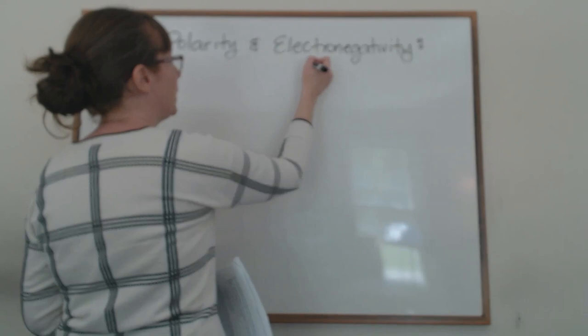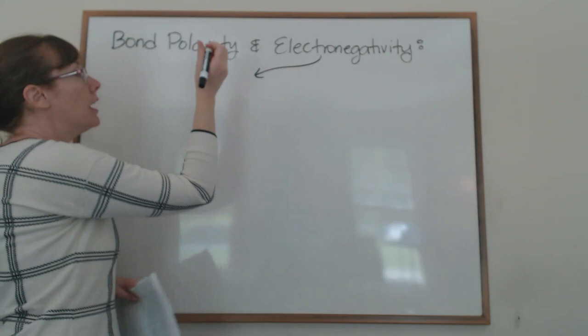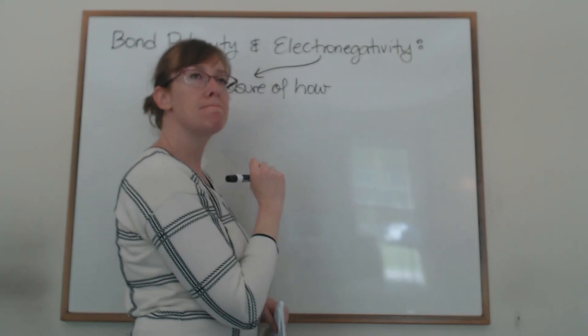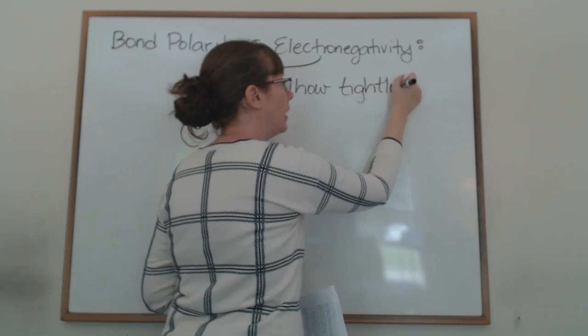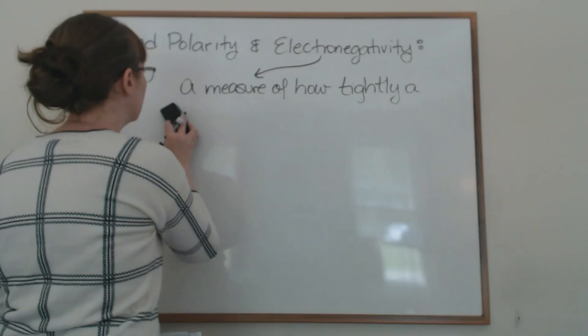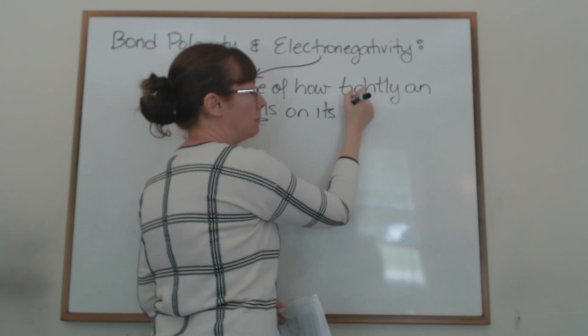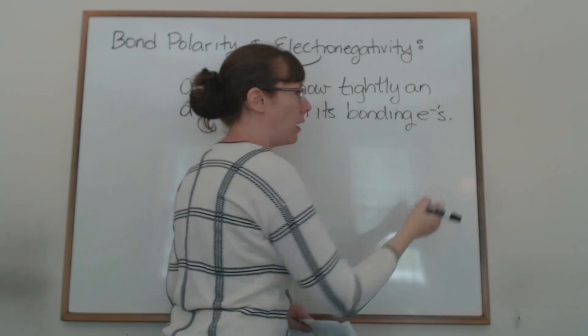So electronegativity, let me go ahead and just give you a definition. Electronegativity is essentially a measure of, I guess we could use the word tightly, how tightly an atom pulls on its bonding electrons. So the only context in which you even talk about electronegativity is within a bond, okay?